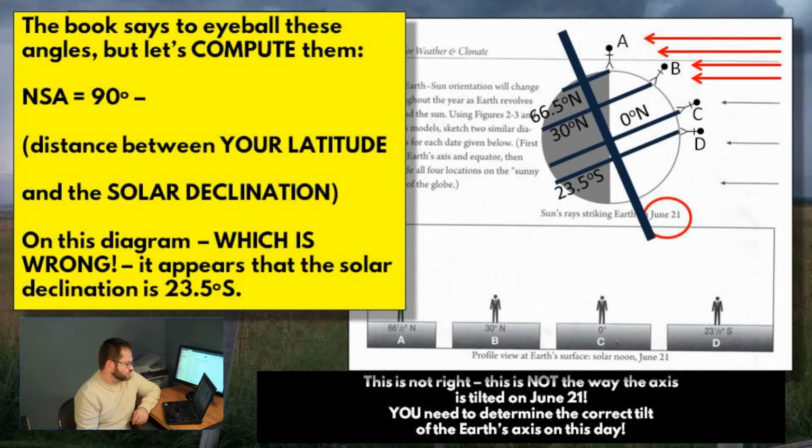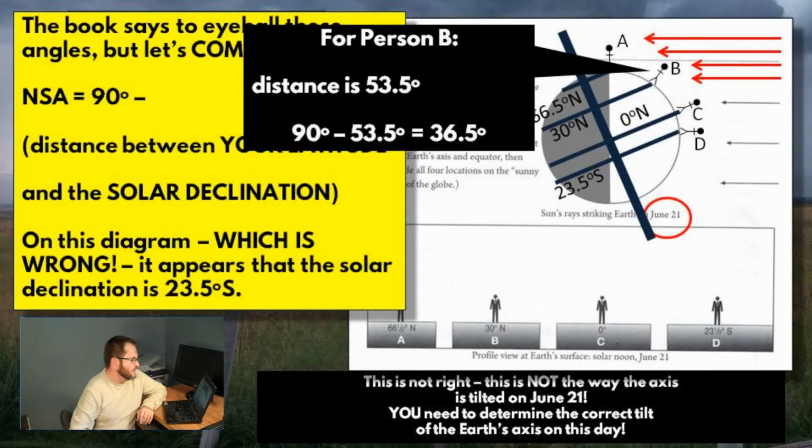Okay, so if I look at my diagram here, at which of these four people, A, B, C, or D, is the sun directly overhead? Well, it looks like it's person D. Okay? Now, again, I cannot emphasize enough, that is not the correct answer for the solar declination on June 21st. 23.5 degrees south is what appears to be the solar declination in this diagram, but that's not right. But that is right for a different day of the year.